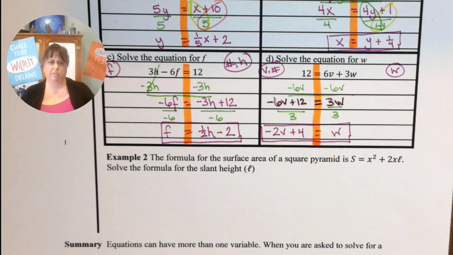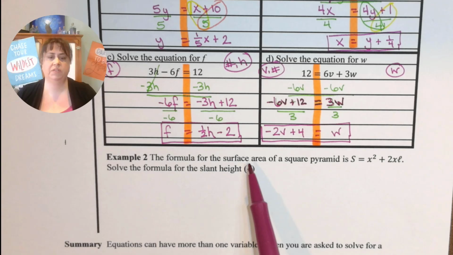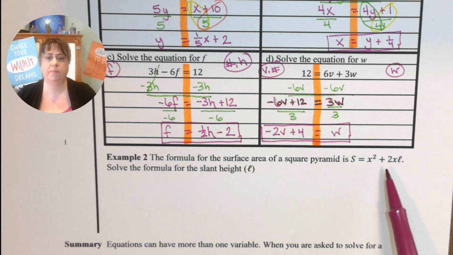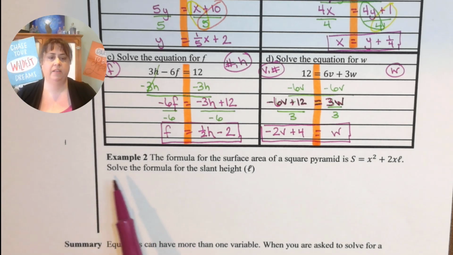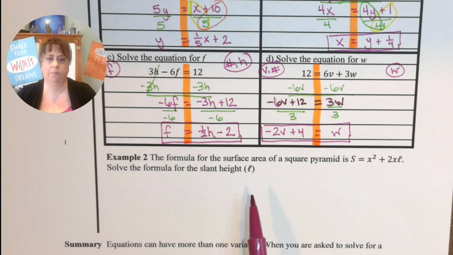So those were just problems. They didn't have any kind of real life example that went with them. They were just problems. But example 2 is a real life problem. It says the surface area of a square pyramid is s equals x squared plus 2xl. Solve the formula for the slant height, which is that funny looking L.